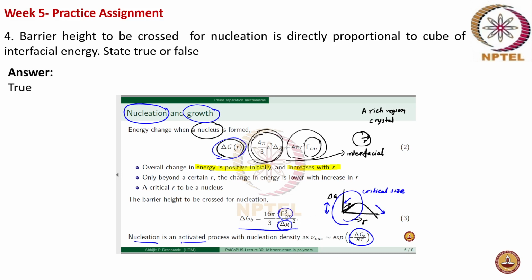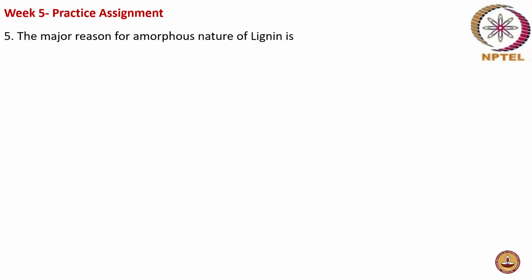Yeah, because the more the interfacial energy, the higher the barrier height to really form a nuclei, because it has to cross that particular height. The particle size should be such that it is able to counteract this interfacial energy, and it forms a stable nuclei. Okay, let's go to the next question.